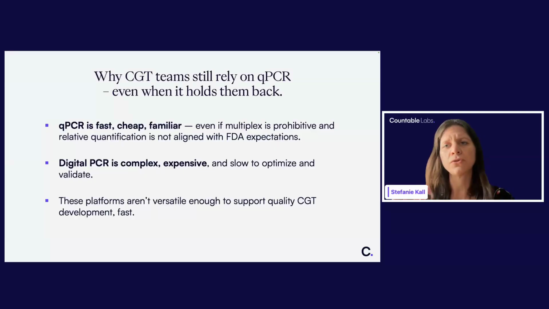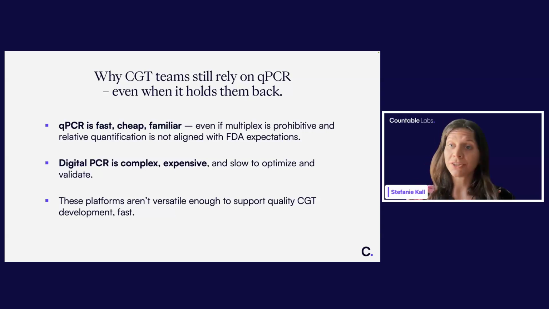So what slows down those pipelines? We're here to talk about PCR specifically. And obviously, as our poll indicated, there are two main options that people are using right now, and that is quantitative or real-time PCR and then digital PCR. qPCR, it's fast, it's cheap, it's familiar. Pretty much everybody's done some sort of qPCR experiment, but it's really prohibitive for multiplexing, and the data is not truly quantitative in an absolute sense. So the relative quantification doesn't align with the FDA expectations or other regulatory guidelines.